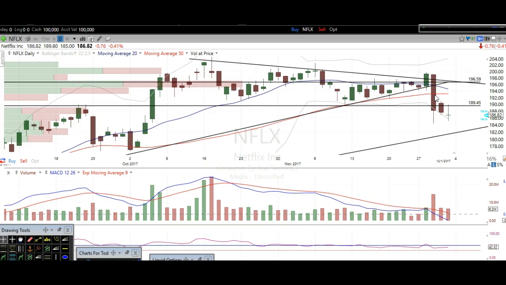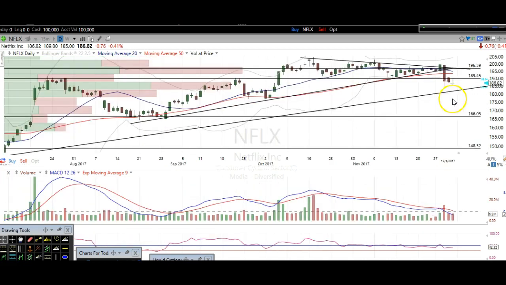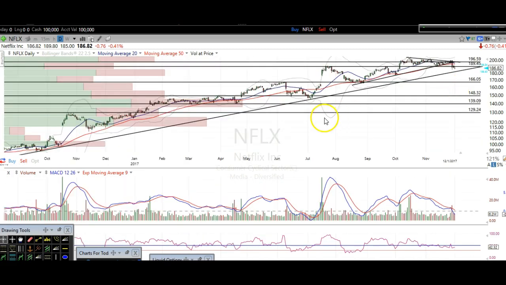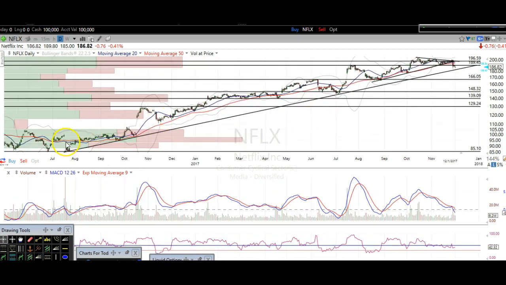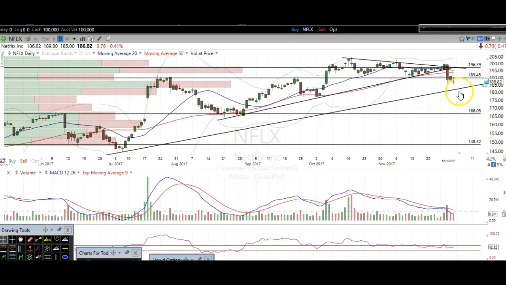So I do think it's going to head lower into at least this trend line right here, potentially even lower, because if you look at this trend line, this is a massive uptrend that started here back in the summer of 2016. There's where it started. There's a bounce. Here's a bounce. Here's a direct hit on it right here in July of this year. And we're coming into that trend line right here.